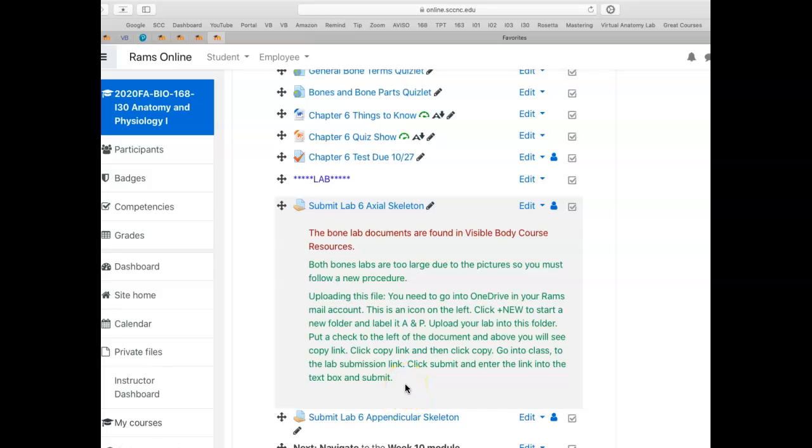Be careful: when it says identify a structure, you do not have to give a definition. It's just saying to look at that structure and identify where it is on the bone. I've had some students do way too much work by giving the definitions of an identification.